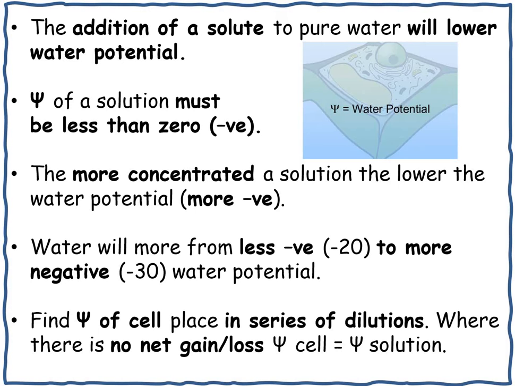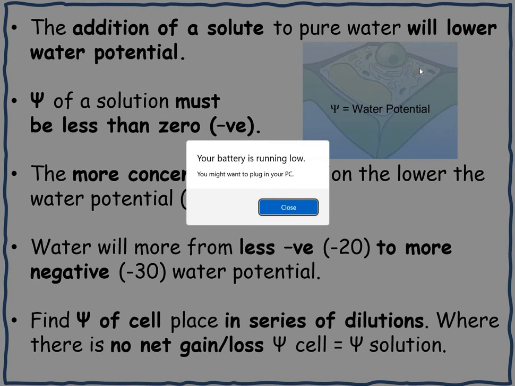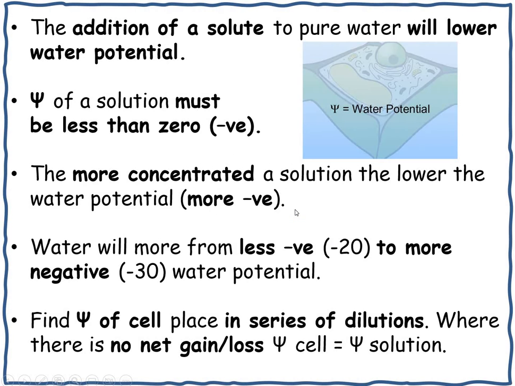Water will move from a less negative, for example minus 20, to a more negative, for example minus 30, water potential. So it goes from a less negative to a more negative water potential. And you can find the water potential of a cell itself by placing it in a series of dilutions of a solute solution, such as a sugar solution, and then the place where there's no net gain or loss must be the water potential of the cell, because it's equal to the water potential of the solution if there's no net movement.